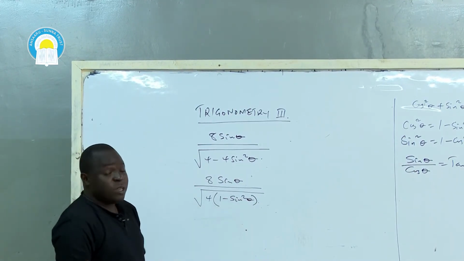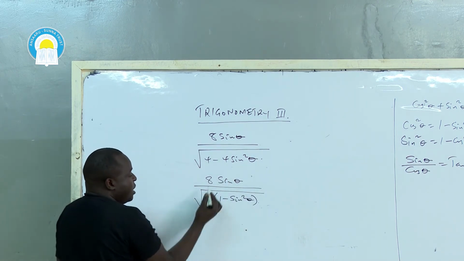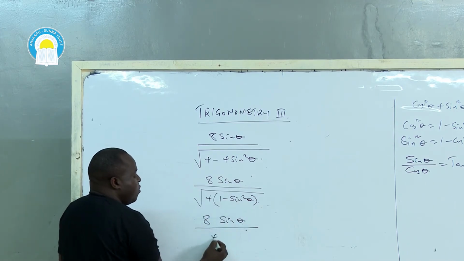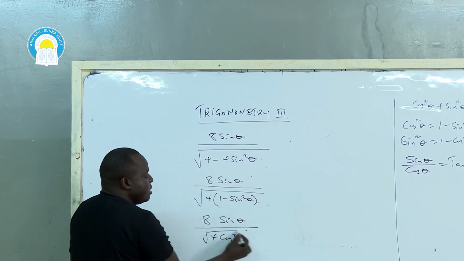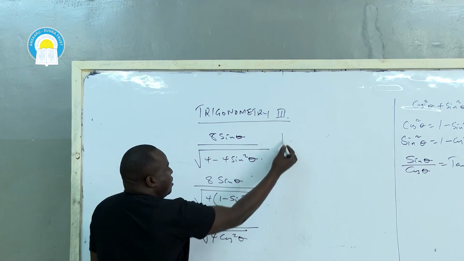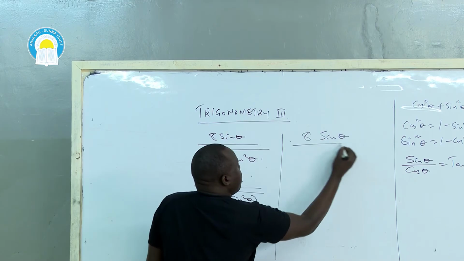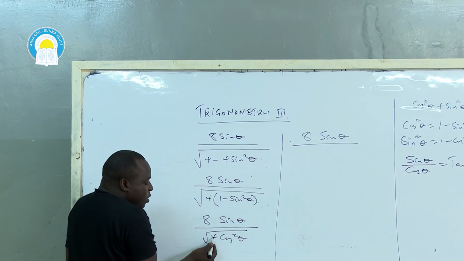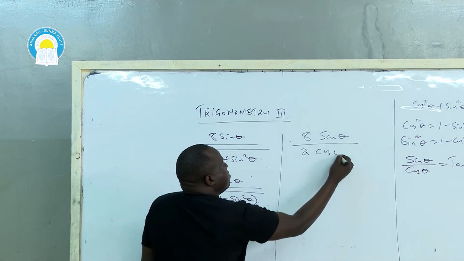Then 1 minus sine squared theta is the same as cos squared theta. So this statement here, I'm writing the whole statement. It will be 8 sine theta over 4 cos squared theta. I've just changed this to cos squared theta. Then there is that square root sign. So from this, I simplify this further, which will give me 8 sine theta over, that's the numerator, then the denominator, square root of 4 is 2. Square root of cos squared theta is cos theta.